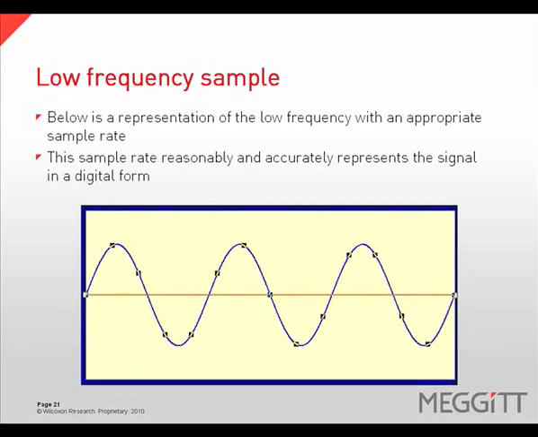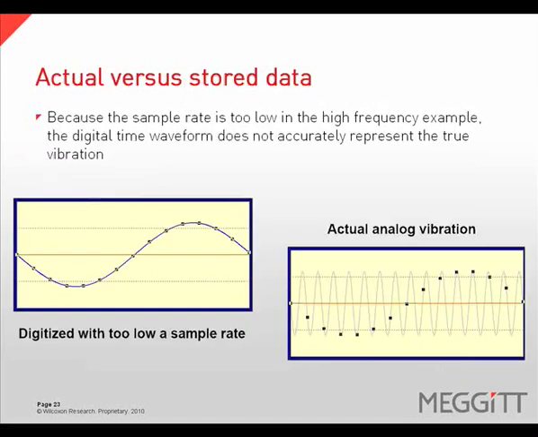Next, let's look at a higher frequency example. If we apply the same sample rate that we did with the lower frequency example, we will get a misrepresentation of the signal. The blue squares represent the samples. Higher frequency events require a higher sample rate to accurately represent the signal in a digital form. If we look at the stored data for our example on the left, you can see that the digital time waveform, when created with too low of a sample rate, does not accurately represent the actual vibration, which is the gray signal on the right.